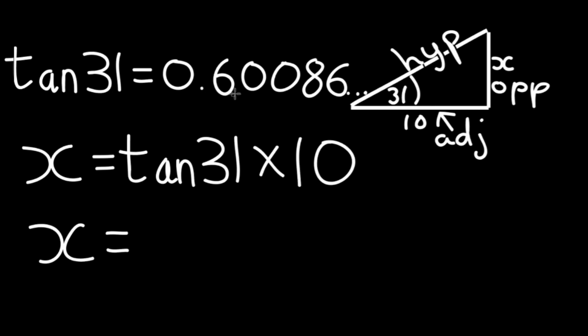If we multiply that number by 10, we just have to move the decimal point one place to the right to multiply by 10. And we can then round that to 6.01. Looking at our triangle with the adjacent side of 10, it looks like the opposite side should be 6.01, and if it feels right, it probably is right with trig.